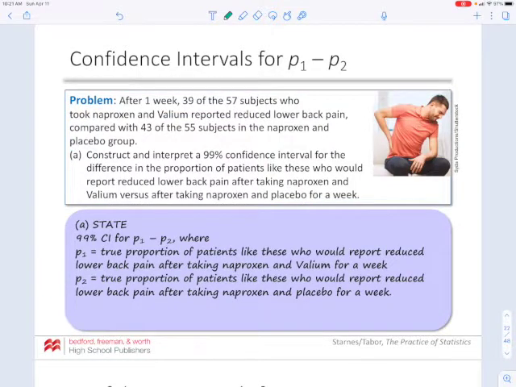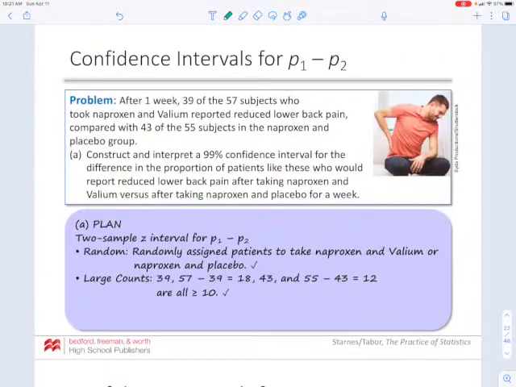All right, so we have our 4-step process: state, plan, do, conclude. Remember, in the state portion, we're going to identify the confidence interval that we're doing. So 99% confidence interval for the difference of proportions. And then we need to identify our two proportions, p1 and p2, or you could say p sub V, meaning the naproxen and the Valium, and p sub P, naproxen and placebo, if you wanted to denote with a letter. One of the proportions is where they're taking both, and one is with the placebo.